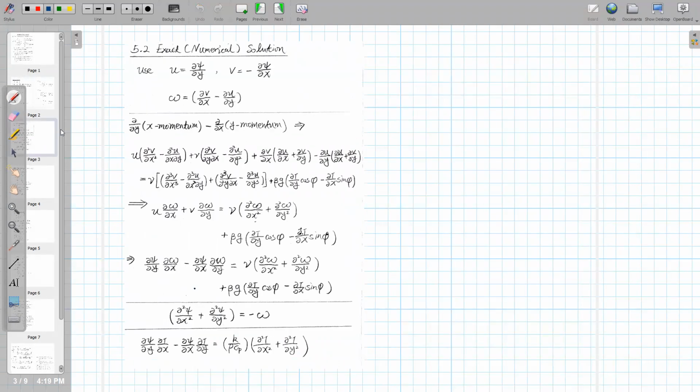The first method to solve these governing equations is to use a numerical method, which means we can get an exact solution by using those numerical methods, for example, the finite difference method. But before doing that, we can first do some pre-processing of the governing equation to make it easy to solve.